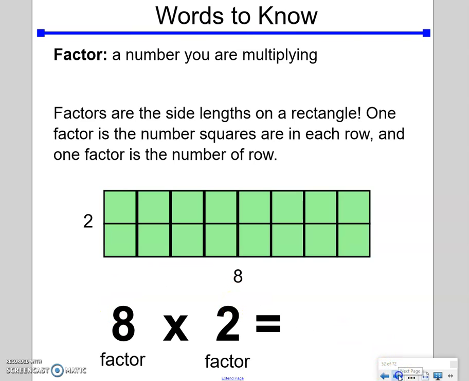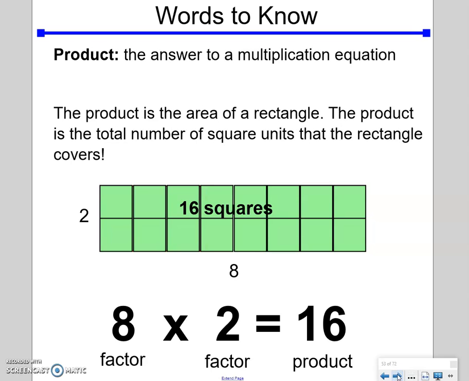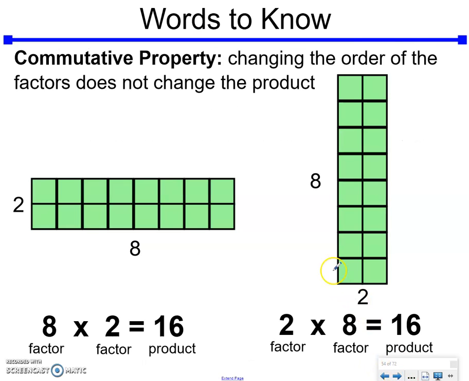You'll also remember that the answer to a multiplication problem is called a product. A product is the area of a rectangle. The product is the total number of square units that a rectangle covers. This 8 by 2 rectangle covers 16 squares. So the product in the equation 8 times 2 is 16 because 16 is the answer to 8 times 2. It's the product. We've also learned about the commutative property of multiplication.